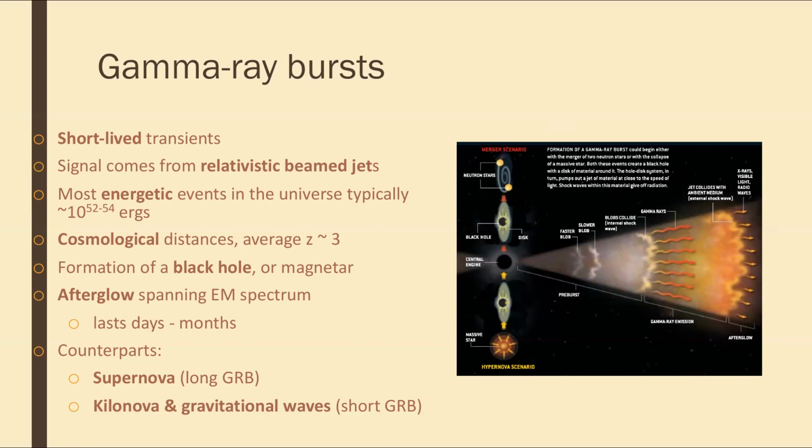And we see an afterglow from this when it interacts with the surrounding material, and this can be seen across the entire electromagnetic spectrum, lasting days to months. For the core collapse scenario, we see a supernova, and for the merger scenario, we see a kilonova and gravitational waves.